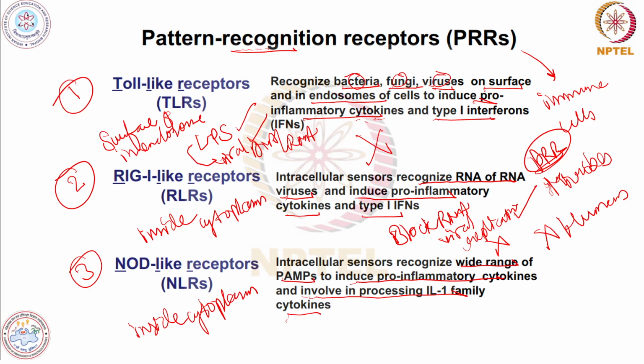So this node-like receptor will detect the intracellular bacterial components and other microbial PAMPs, and they will activate these pro-inflammatory cytokines and interleukin 1 family cytokines, which will kill this bacteria. So is this clear? There are three different types of pattern recognition receptors: TLR, RLR, and NLR. Is this clear? Yes, it's clear. Okay, fine.